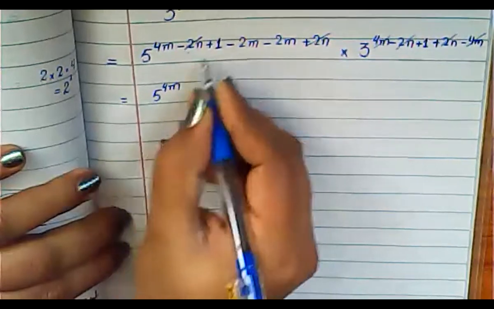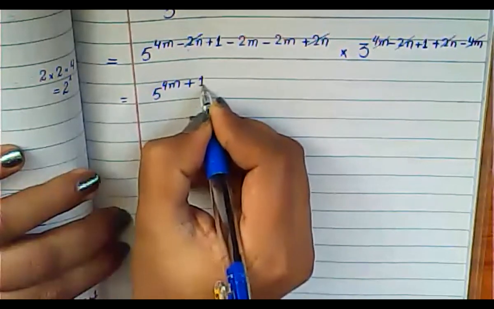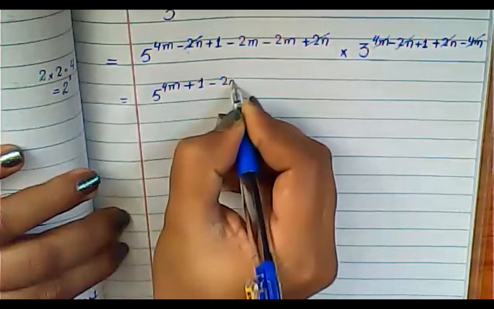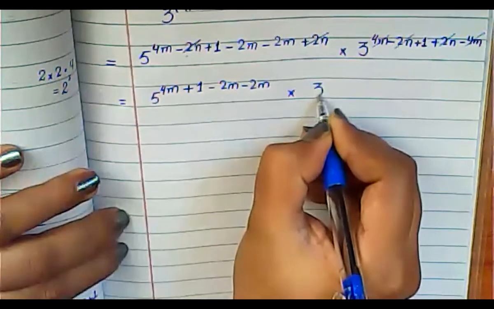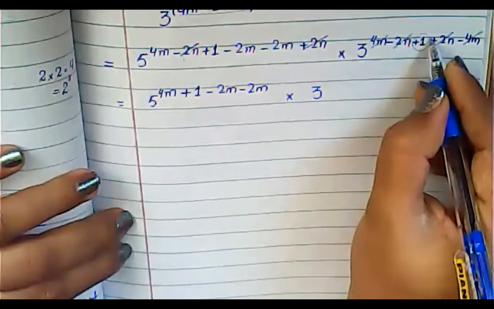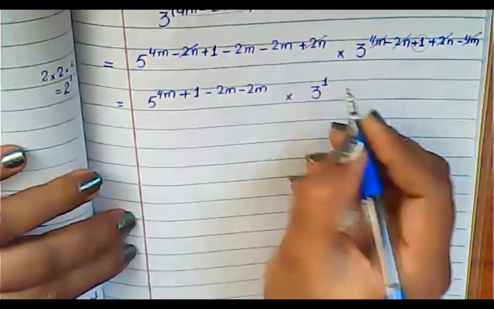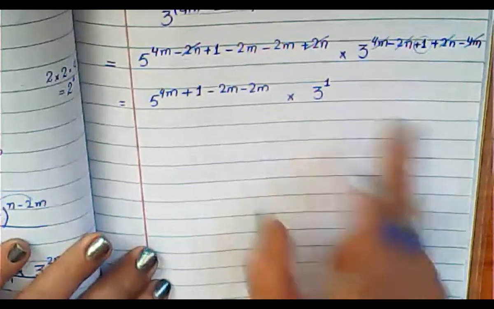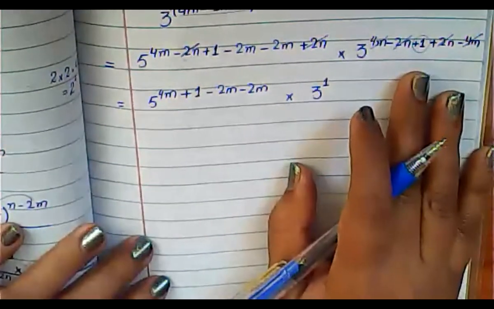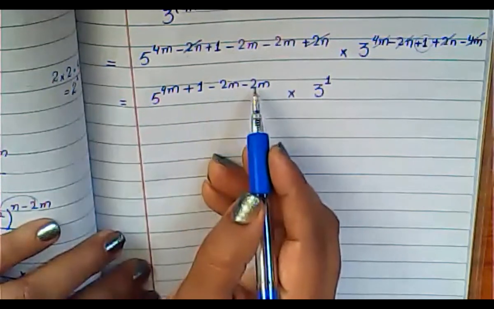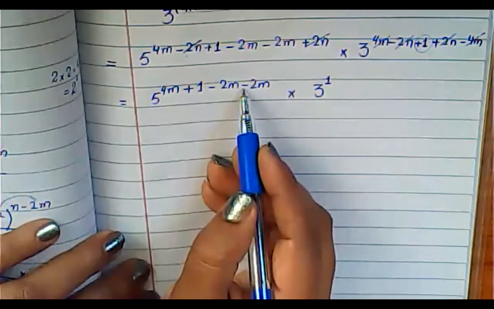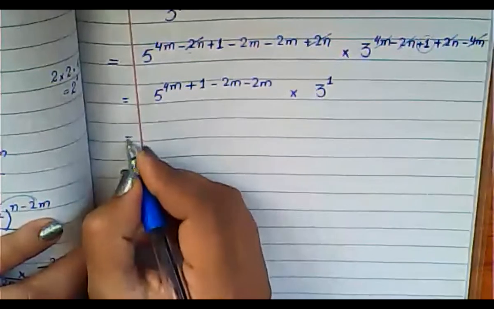5, 4m plus 1 minus 2m minus 2m multiply by 3. Which power is left? This plus 1. Simply you will write here 1, or if you do not want to write it, it is clear. Now look at here. This is 4m plus 1. Now minus 2m minus 2m. Minus minus will be plus.